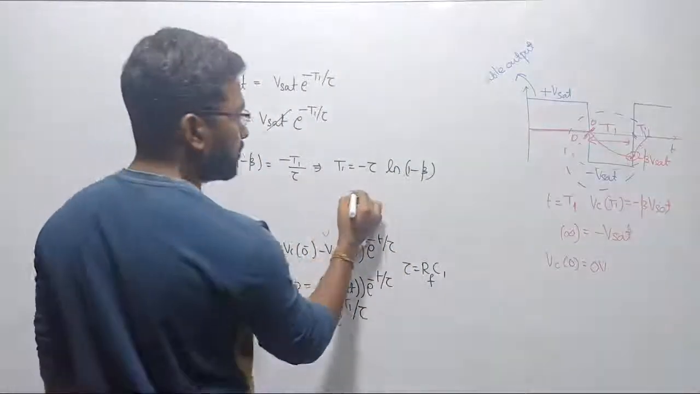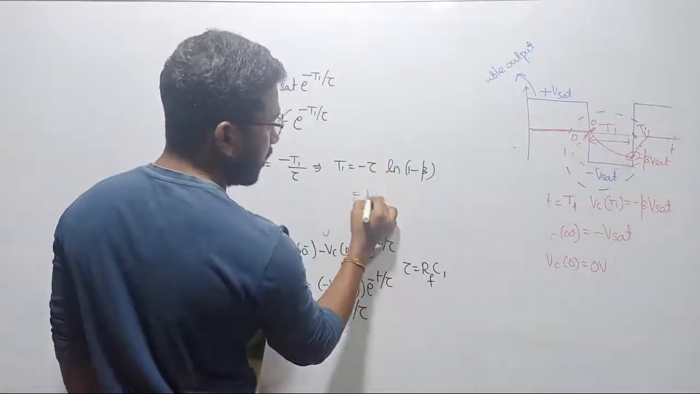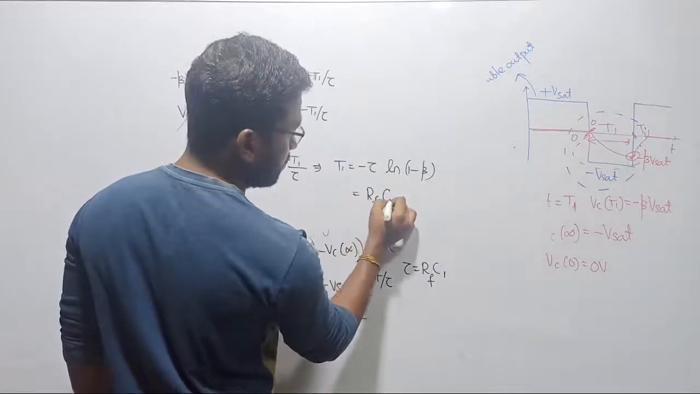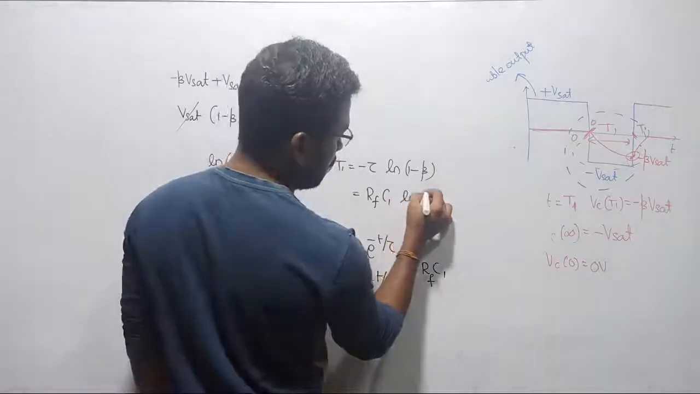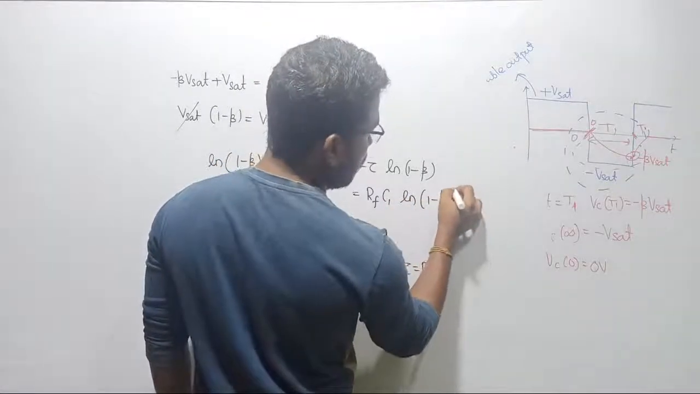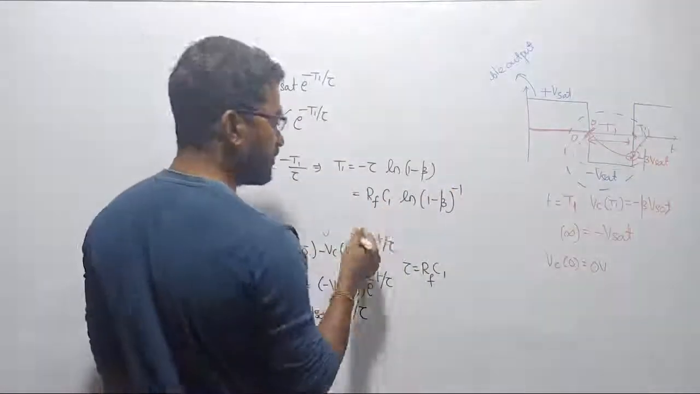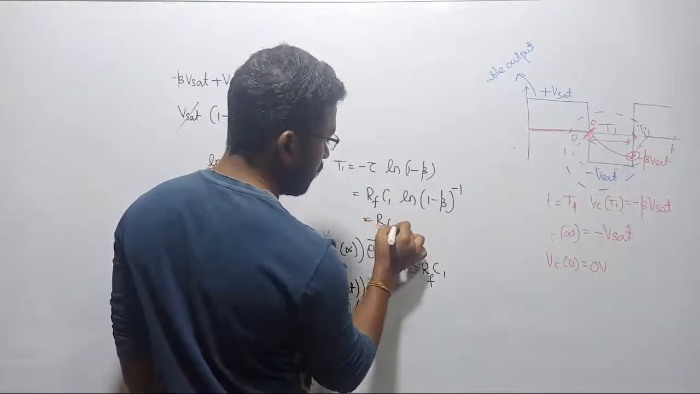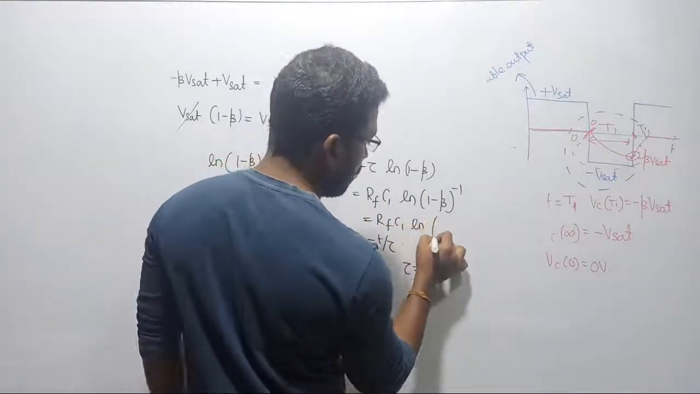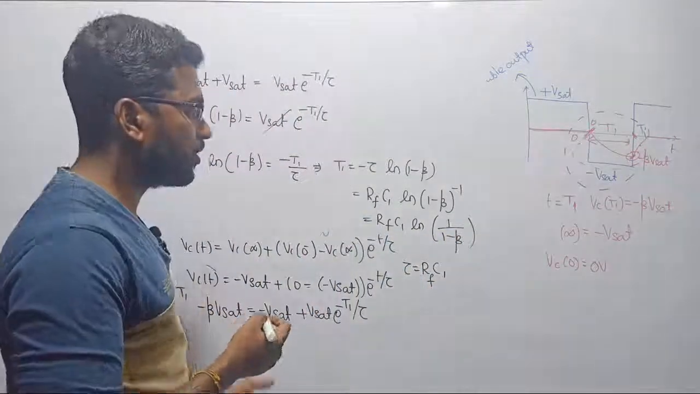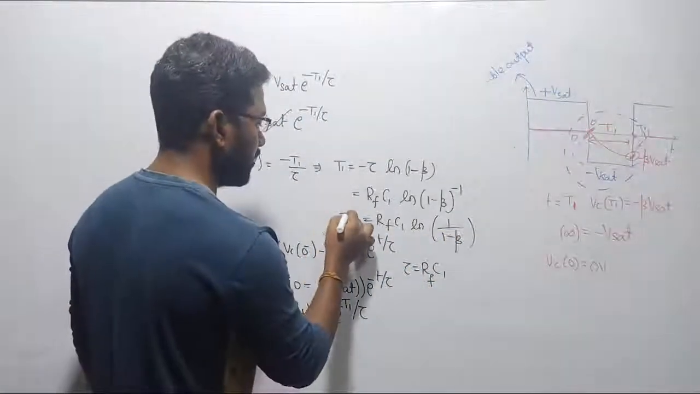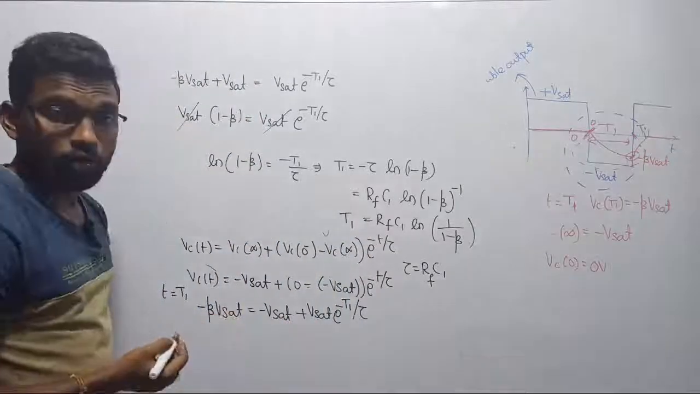Okay, if you want to pass the minus inside, you can pass. Tau can be replaced by feedback resistance RF into C1, and into ln of (1 minus beta) whole inverse. We can pass this minus inside, so that is going to be RF into C1 into ln of 1 upon 1 minus beta. That is the formula that we are using to calculate the time period of the monostable multivibrator. I hope you guys are getting me, right?